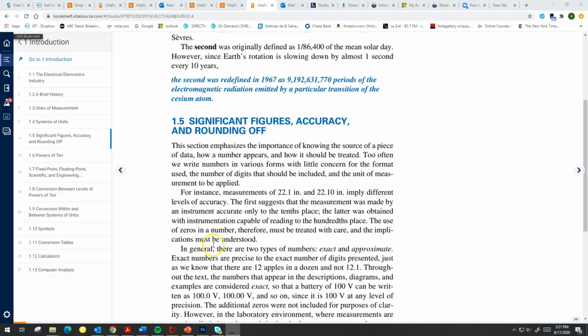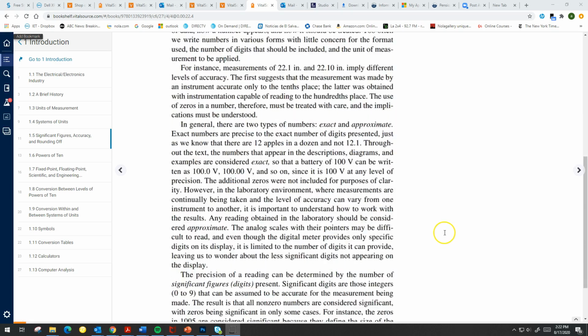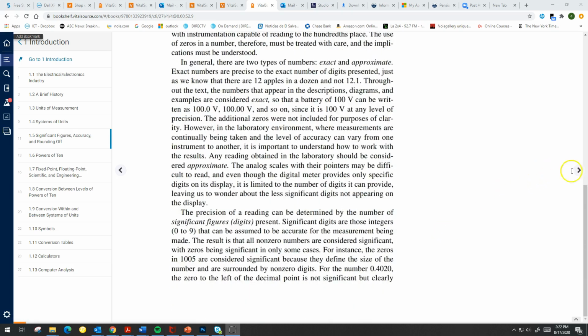Okay, so we'll continue with chapter 1, and in section 1.5, there's only a couple of things I want to mention. We're going to be discussing significant figures and rounding off. For the problems that you're going to be doing in this class, I'm only going to require that you round off to two significant figures, or to the hundredth. Like in this example, 22.10 will be an answer you will have. No more than that. But there's a couple of rules when you're rounding off.